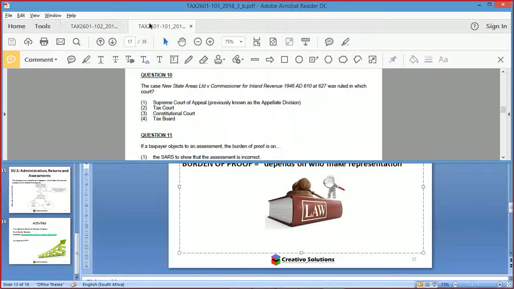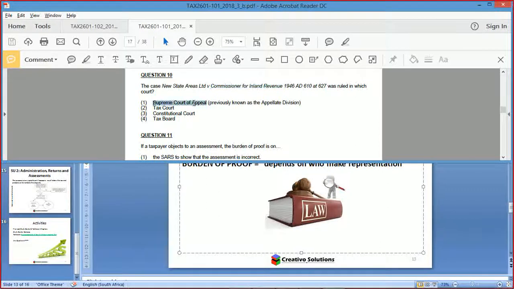Let me go back to that. Here it is. The case, New State Areas Limited versus the Commissioner for Inland Revenue. Okay, is this a case between a company and the commissioner? Yes. Okay, and this was done in 1946. Obviously, this was the date. Was ruled in which court?